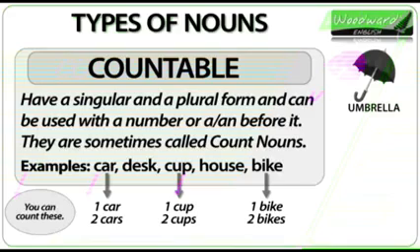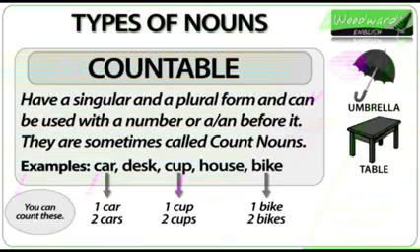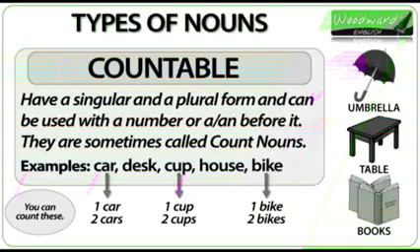Let's look at the pictures. Umbrella is a countable noun because you can say 1, 2, 3 or 1,000 umbrellas. It is possible to count them. Table is also a countable noun because we can count them. Books is a countable noun in its plural form. You normally add the letter S to make a countable noun plural. 1 book, 2 books.